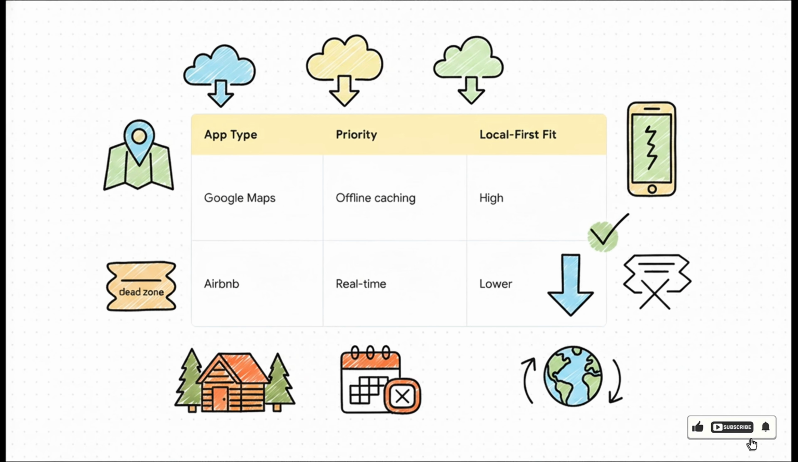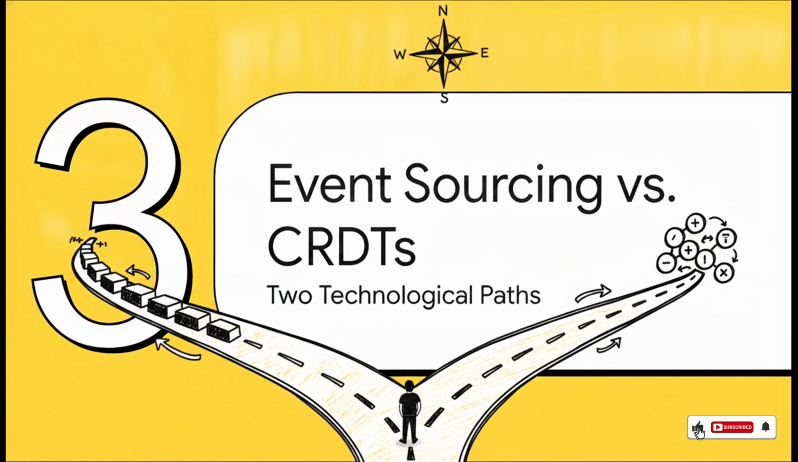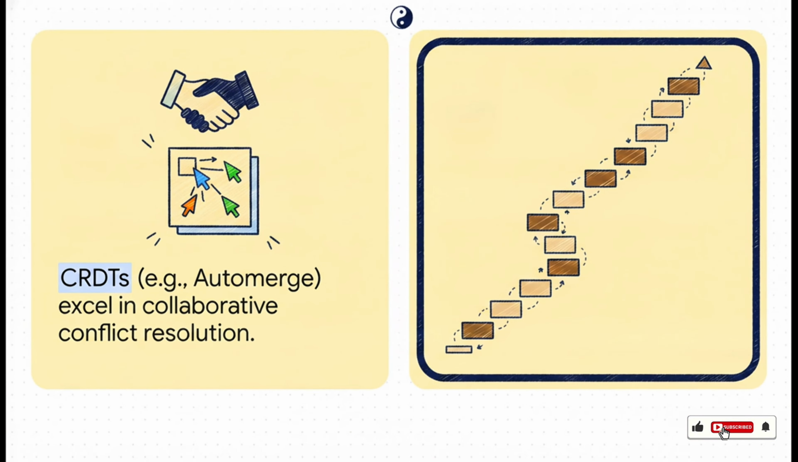Evaluating these user experience benefits upfront is just so critical. Section 3, event sourcing versus CRDTs. Once you decide to go local first, you're looking at two main technological paths. Think of these as the yin and yang of local first technology.